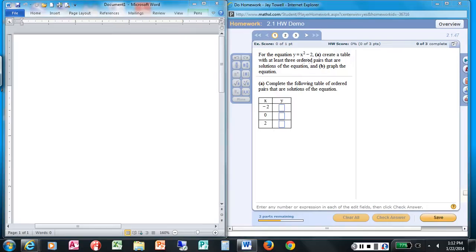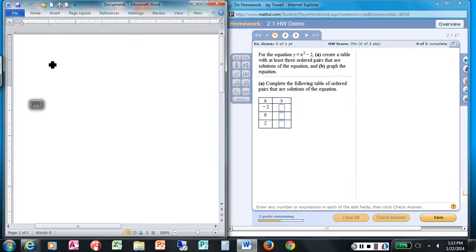for the equation y equals x squared minus 2, create a table of at least 3 ordered pairs that are solutions to the equation, and then graph the equation. Well, all right, they want 3, but of course, as I suggested in earlier videos, I would definitely at least go with 5 values, and maybe even more if necessary there. So let me just get this one written down here.